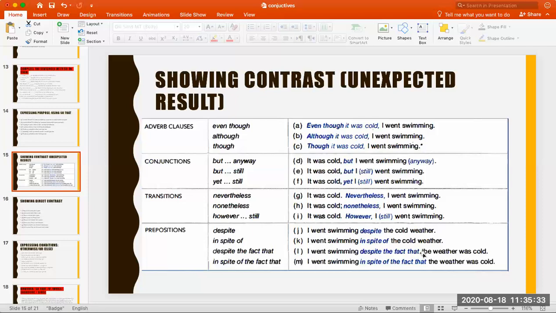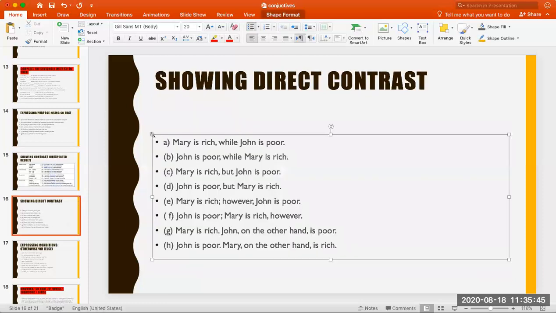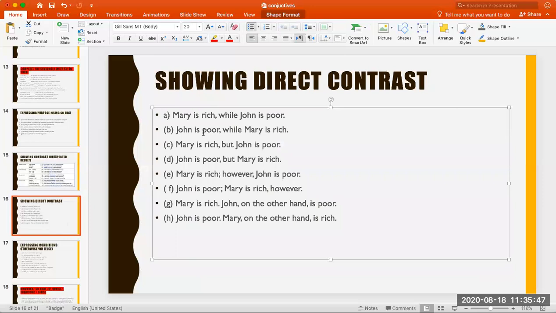I went swimming despite the cold weather, despite the weather being cold. I went swimming in spite of the cold weather. I went swimming despite the fact that the weather was cold. So to show contrast, again, among other expressions, we use while. While is really a little bit strange because it's used in the middle of the sentence and preceded with a comma, like the compound sentence. This is a special case with while.